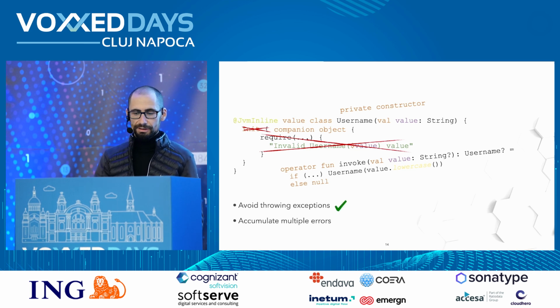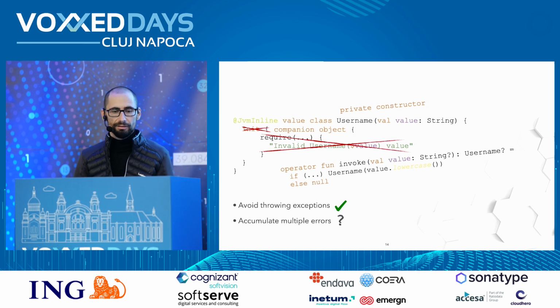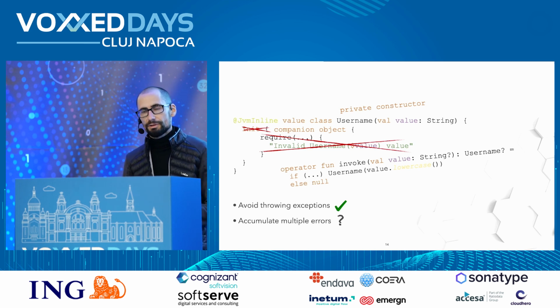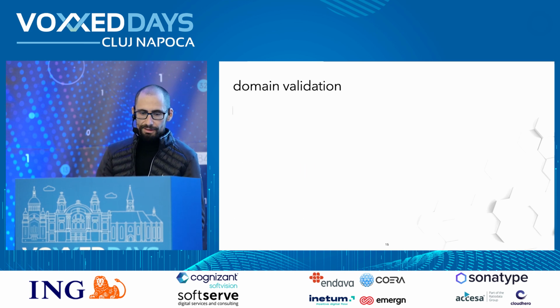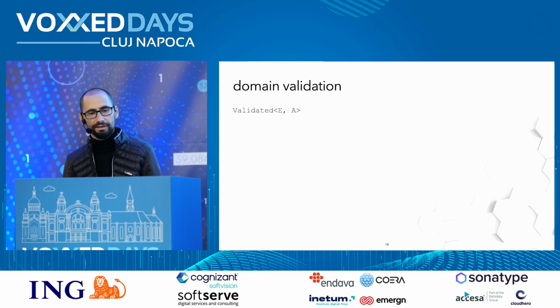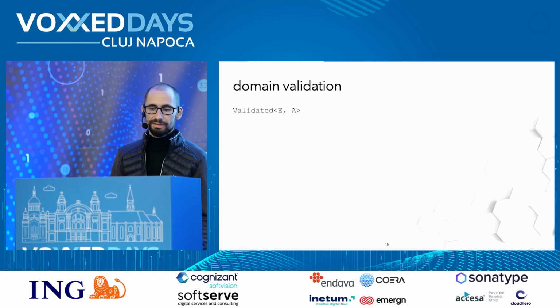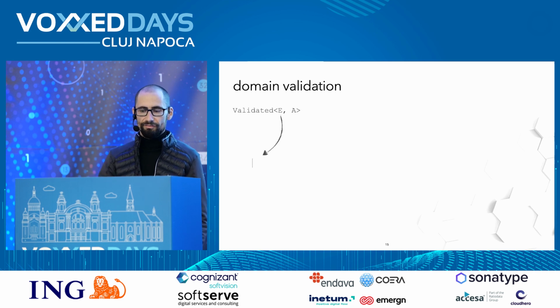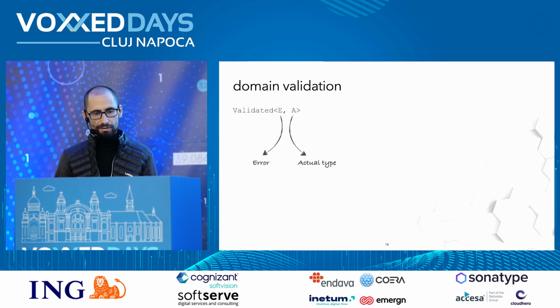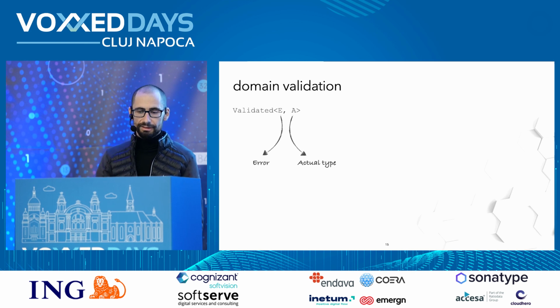We're not throwing exceptions anymore, but we still have the problem of accumulating multiple errors. And now we've traded our illegal argument exception for nulls. So yeah, it's not helpful at all. And this is where the first data type from Arrow comes to help us: Validated. Validated is made of an error type, or of the actual type, the return type. We're going to clarify this a bit in the next slides.